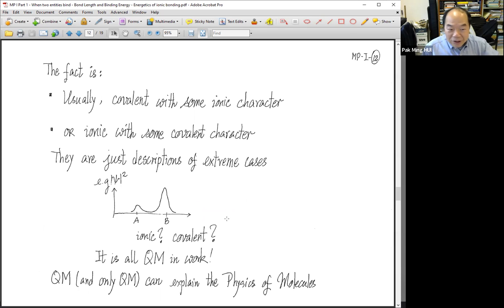As I try to depict here, depending on the distribution, it may go to one side, then you may say that the electron likes B more. So you have a B minus ion, you have an A plus ion, but it is not extreme, right? So you still have some electrons that are in the middle, things like that. You have some covalent character. It all has to do with the Schrödinger equation.